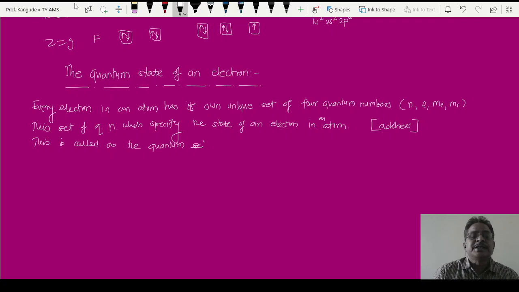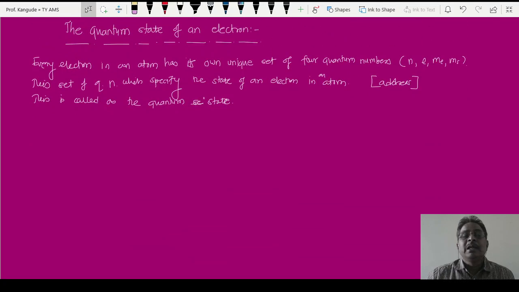Quantum state, because the address of that quantum state is specified by these 4 quantum numbers n, l, ml and ms. So this is required to specify any quantum state, or state of an electron inside an atom, which is called a quantum state. Okay.